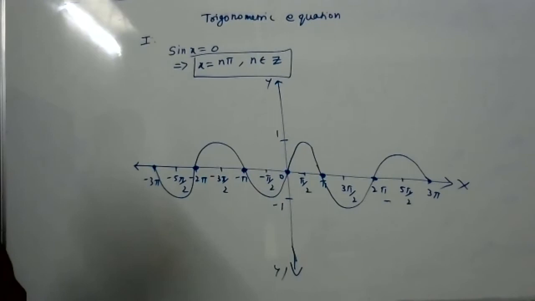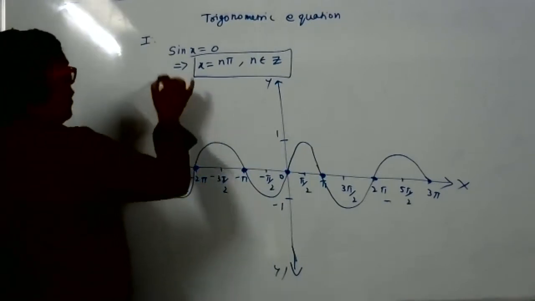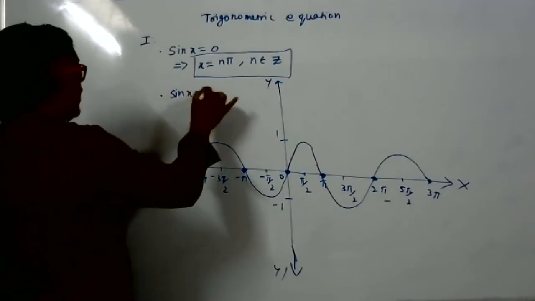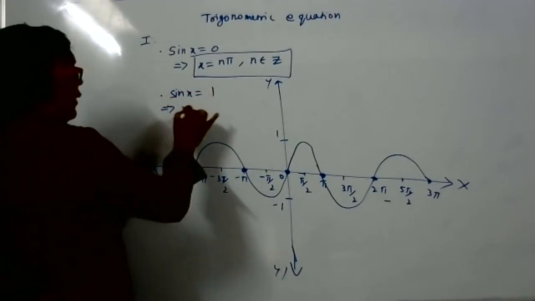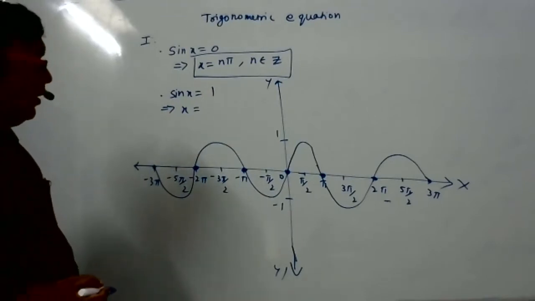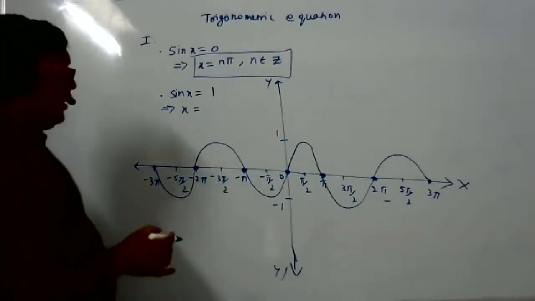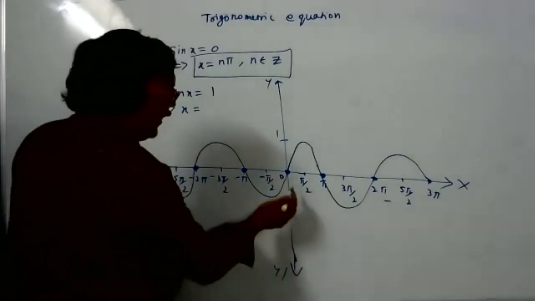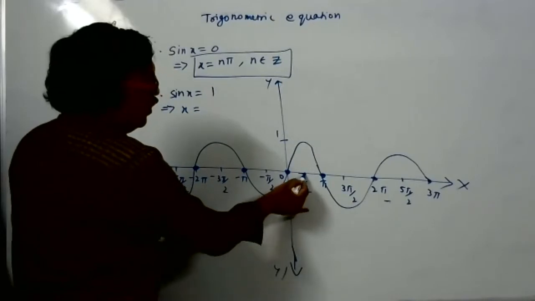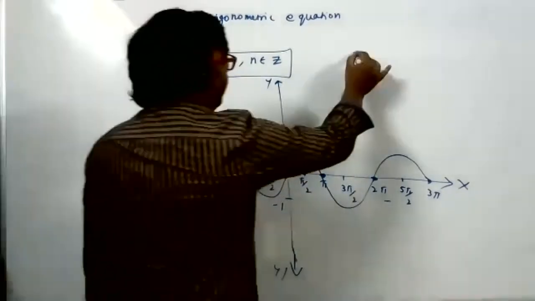Completed, sir. Now, if I say the second formula, sin x is equal to 1. If sin x is 1, then what is x? General solution. What is x? Odd multiples of pi, we'll see. Sin x is 1 means which angle? Pi by 2. You see, x is pi by 2. Y became 1. So at pi by 2.